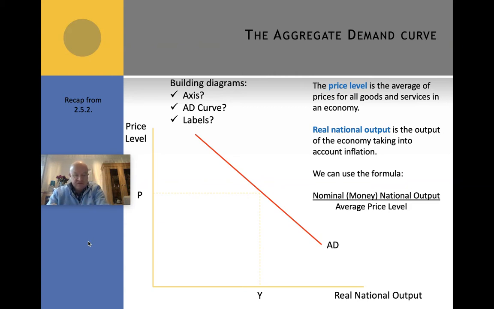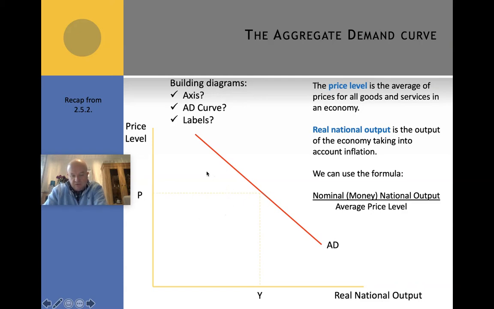So in this instance, let's go back to fairly basic stuff and look at the aggregate demand curve. Downward sloping, as we know, and what we're trying to do is demonstrate the way in which we might construct these diagrams to give a clear idea that you understand what's going on. So here we have the price level, the average price of all goods and services in the economy, labelled on the vertical axis as price level, and in this case we've got price level P.